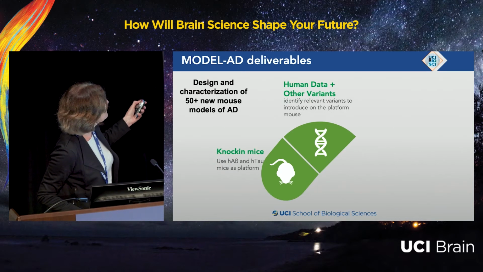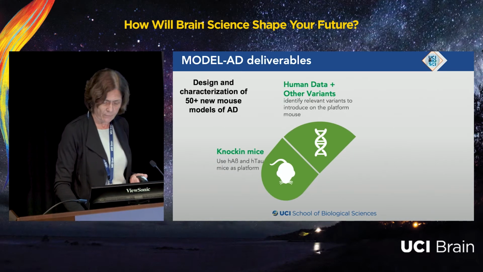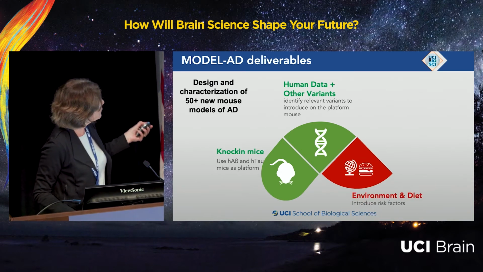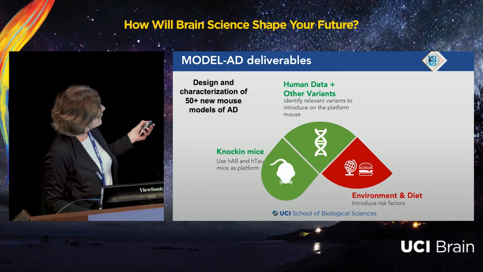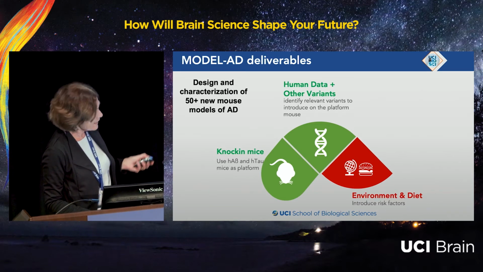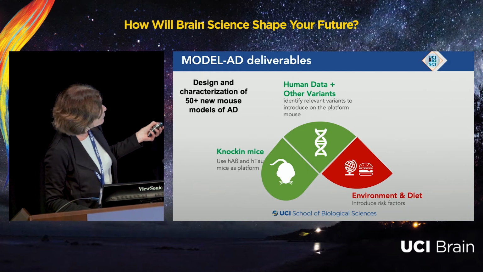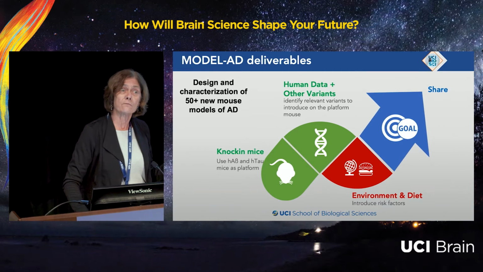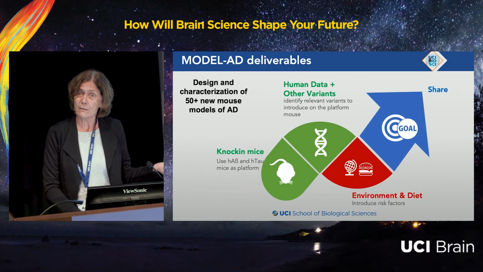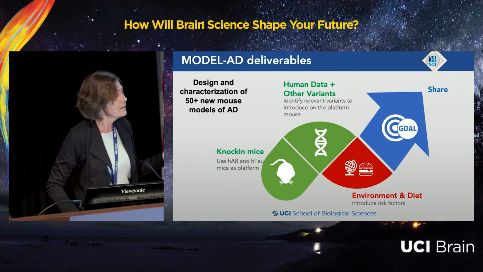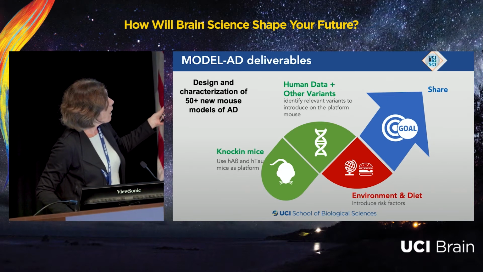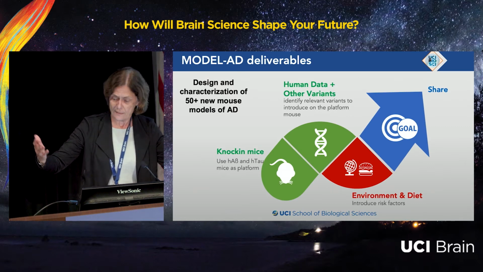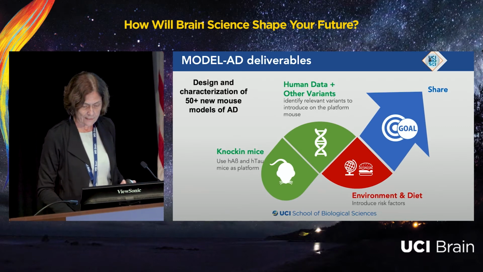We want to do 50 new mouse models of AD. We're about halfway there now, a little bit halfway through the grant. We've already got a mouse that has human A beta. We're working on the human tau now. And when we then put these other variants onto this platform mouse, we're going to test them in various diets and various kinds of environments to see if that makes a difference in speeding up Alzheimer's disease. The whole goal, again, is to share all of these mouse models and the data that we get from them with other people to try their good ideas out so that we can get rid of this disease fast.